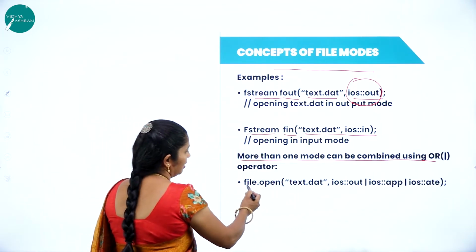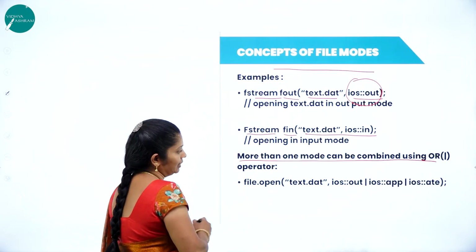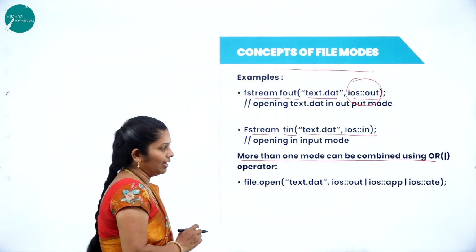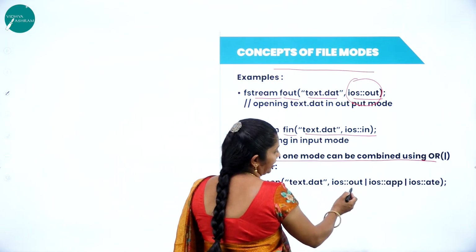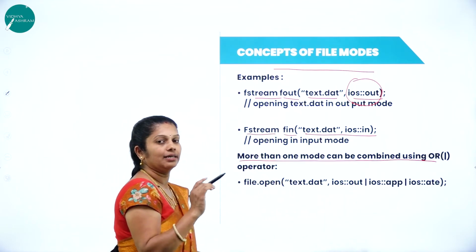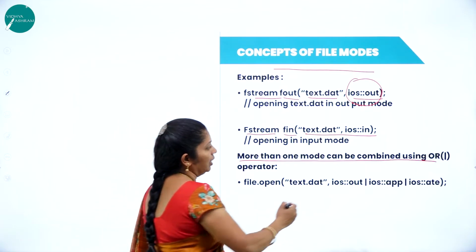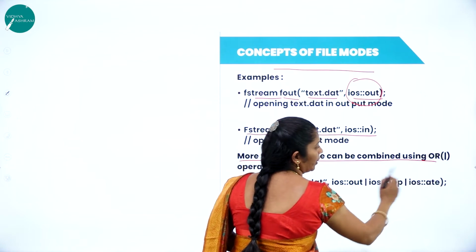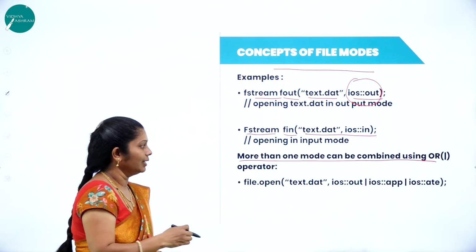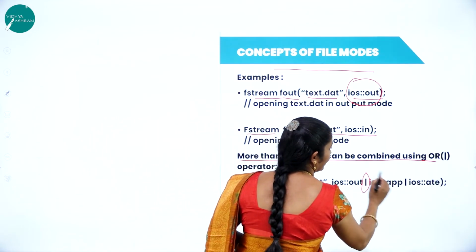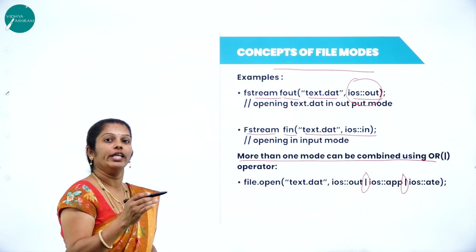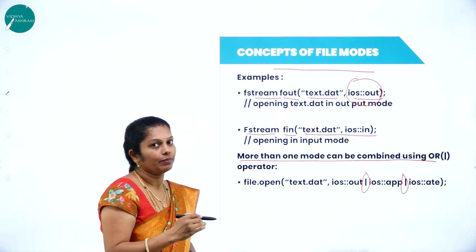For example, file.open, this is the object, file.open. Text.dat is the file name. Here, if I am going to write ios::out, then it is for output purpose, then OR operation, ios::app for append purpose, ios::ate for update purpose, like that. By using the OR operator, we are able to combine more than one mode at the same time. Now, is it clear?